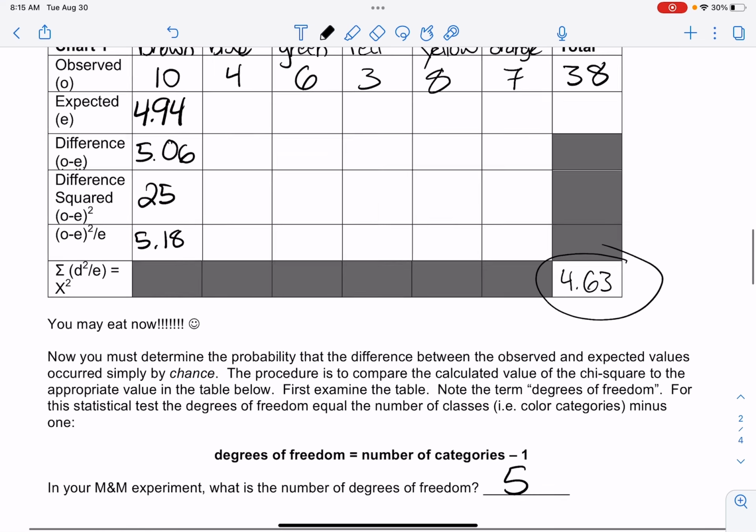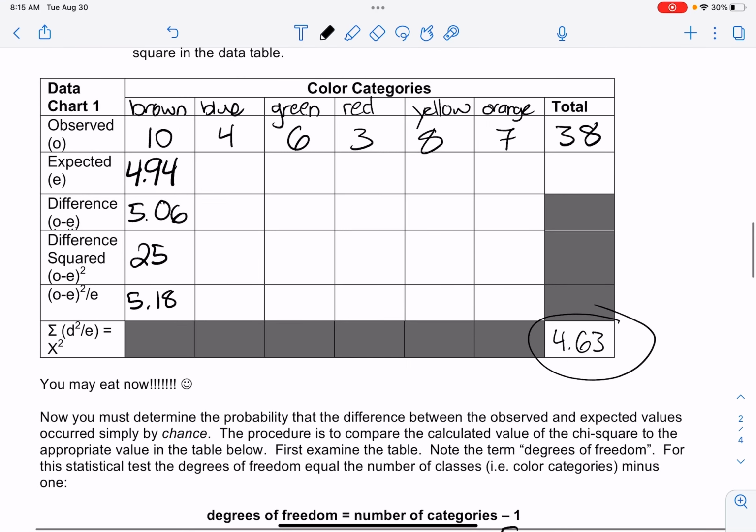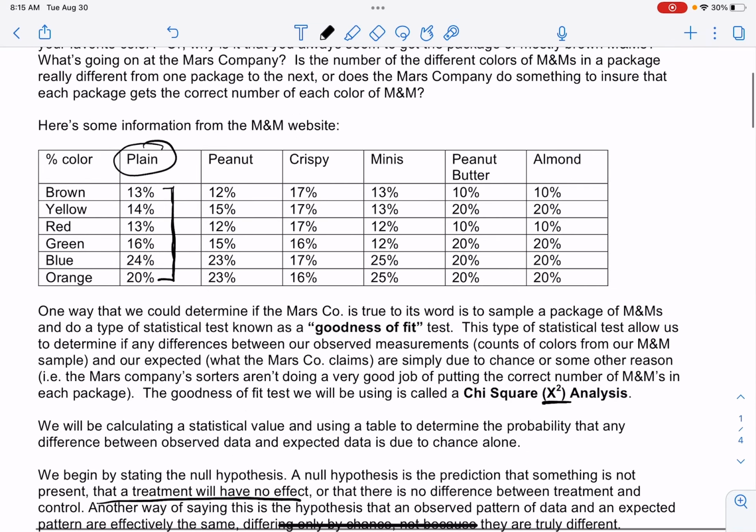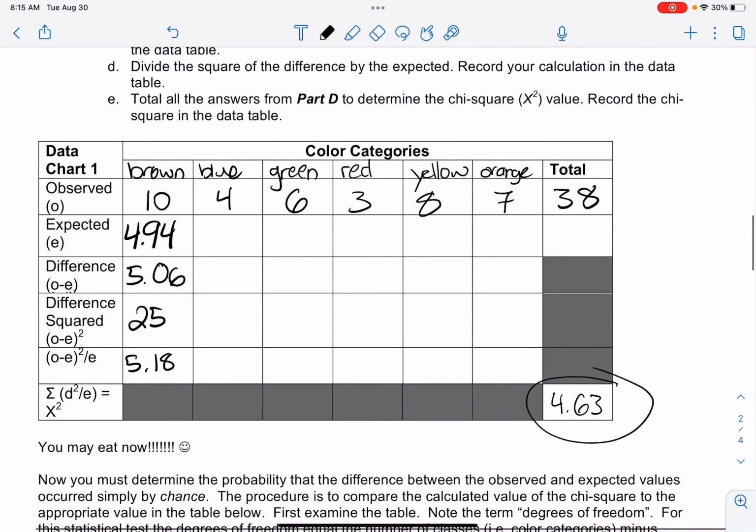Okay, then I'm going to do that for each of mine. So I'm going to go back up, and I'm going to get my blue number, and my blue is 24%. I don't feel like that's the right number. And so I do 0.24 times my total, and I get a number, and then I'm going to subtract those numbers. I'm going to square it, so negatives won't matter in our difference category, and then I'm going to divide it by expected. Once I have a bunch of numbers here, I'm just going to make up some numbers just for funsies here.